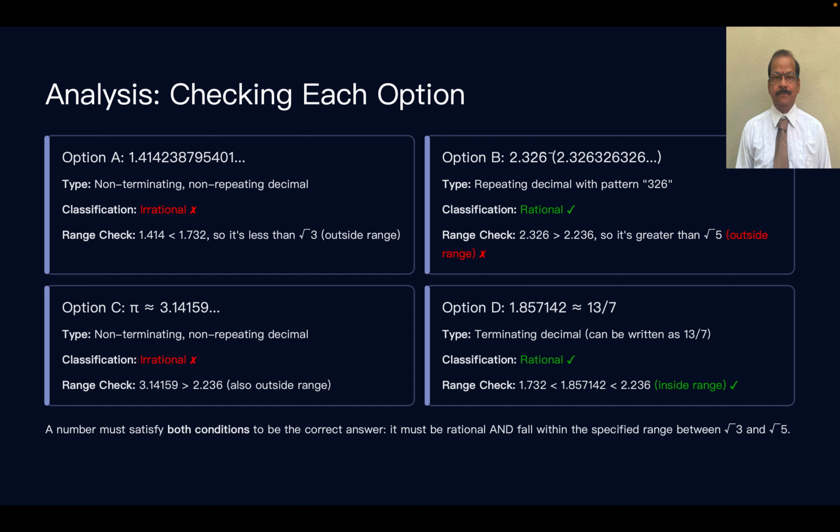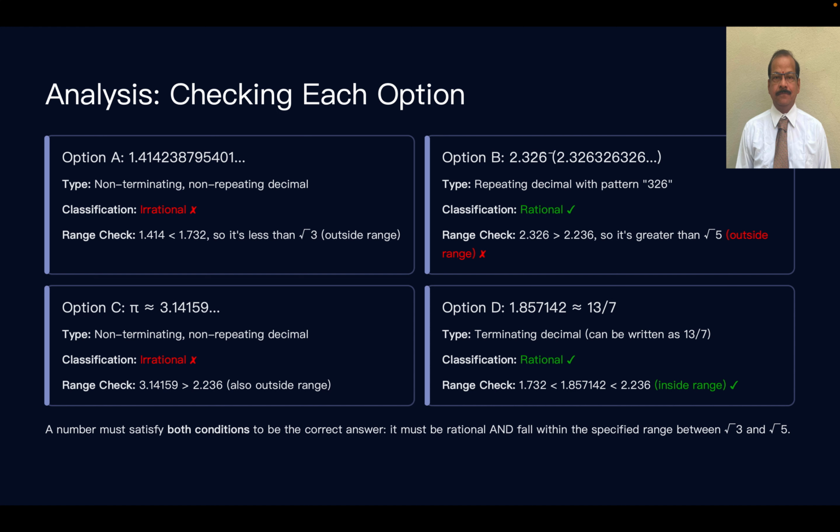Actually, root 3 and root 5 both are irrational. The only thing is we have approximated them to 1.732 and 2.236, right? However, the rational number 1.857142 will definitely lie between these two irrational numbers, right? Now, therefore option D is the correct one.